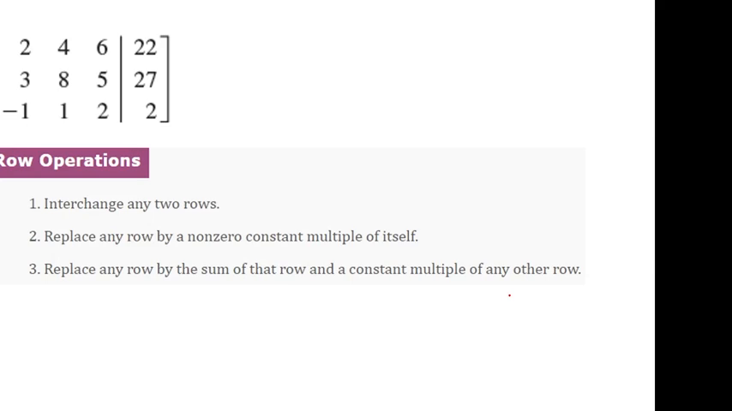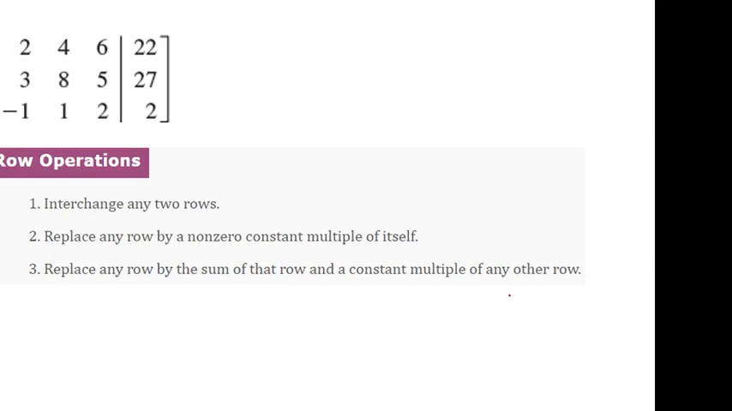You could interchange any two rows. For example, put the middle row on top and the top row in the middle. It just is like rewriting the equations in a different order. You can replace any row by a non-zero constant multiple of itself. So if I wanted to multiply the bottom row by 2, I could turn the bottom row into negative 2, 2, 4, and 4.